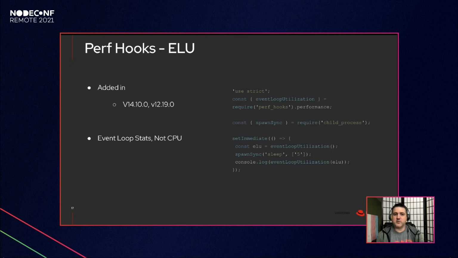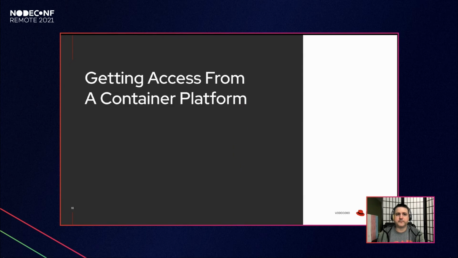The following is an example of how mostly idle CPU processes will have a high ELU. We're synchronously spawning a sleep timeout, which blocks the event loop. So even though the CPU would be mostly idle, our event loop is blocked, which would slow down our application. So this is a great new addition to be able to determine where a problem might be.